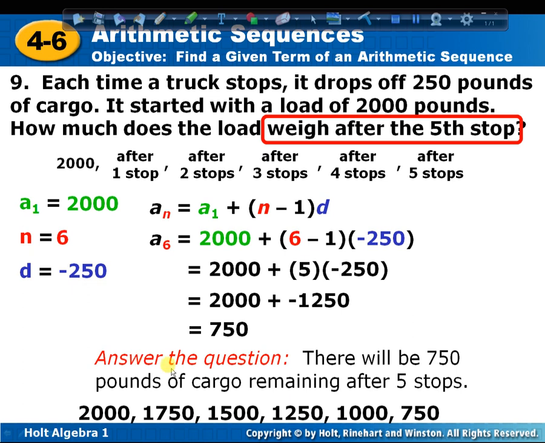Please make sure that you actually answered the question, so you need to make sure you have this sentence right here written down. Make sure you have that before you move on.